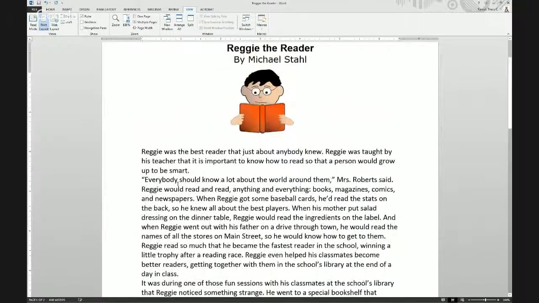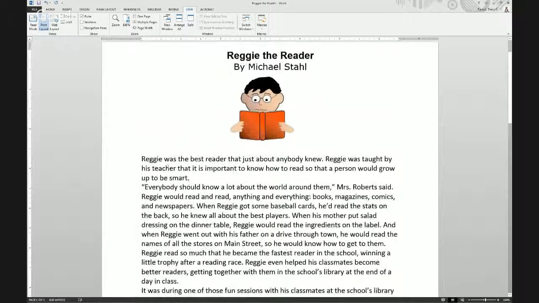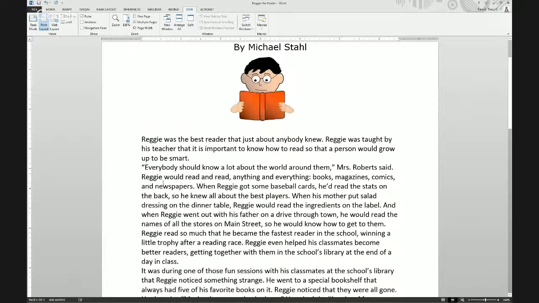Okay, the story is called Reggie the Reader. Reggie was the best reader that just about anybody knew. Reggie was taught by his teacher that it is important to know how to read so that a person would grow up to be smart. That it is important. Everybody should know a lot about the world around them, Mrs. Roberts said. Reggie would read and read anything and everything, books, magazines, comics, and newspapers.